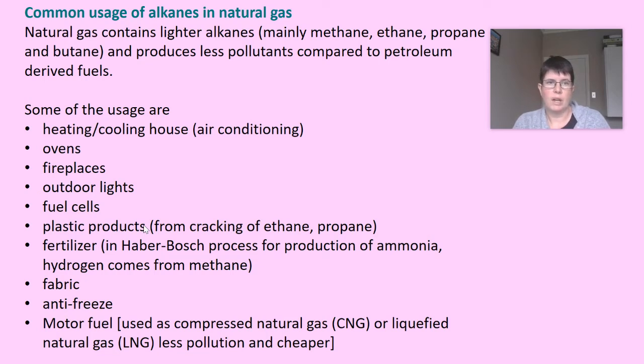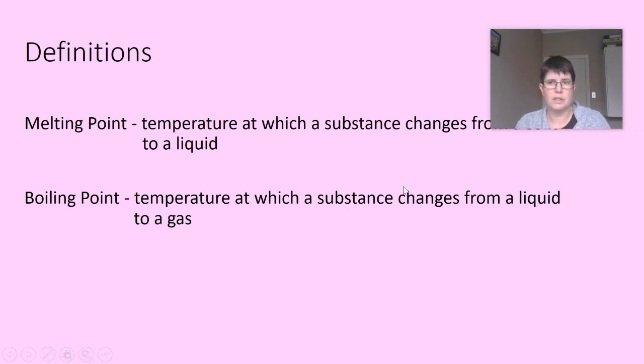Some of the uses of natural gas are for heating and cooling and air conditioning, ovens to cook food, fireplaces and for heating, outdoor lighting, fuel cells, plastic products where they can be made into polymers, fertilizers, where methane is used in that process, fabrics, antifreeze, and motor fuel. So these are really common and useful substances that we use all the time, but now we know that they're called alkanes. Just a couple of definitions here for you.